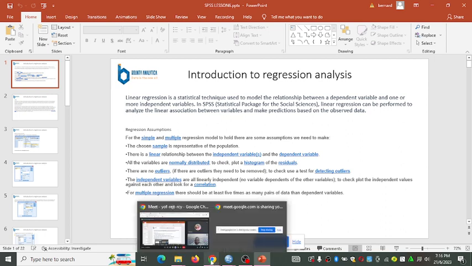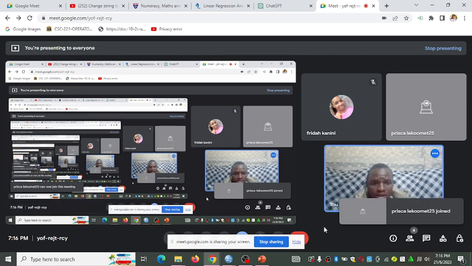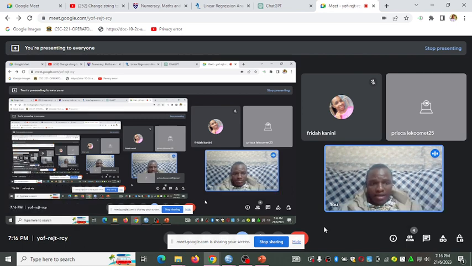Okay, a question before we proceed. Which plot is used to detect outliers? I think we did this in Stata. Which graphics do we use to detect outliers? Frida, do you remember? We use the box plot.